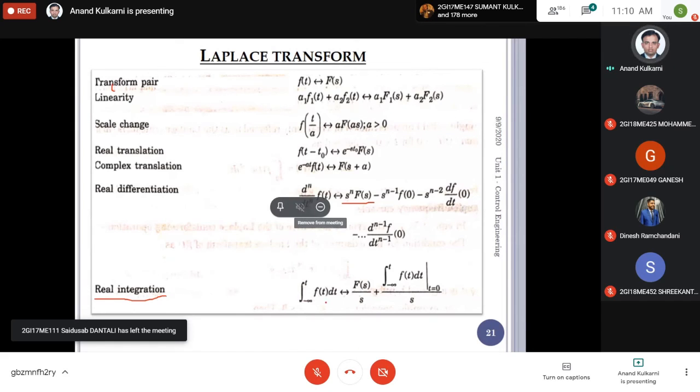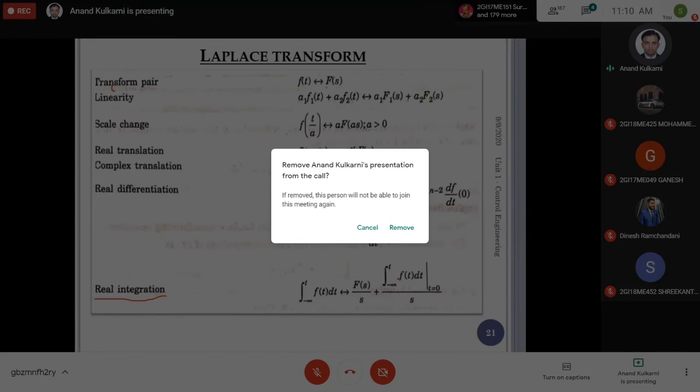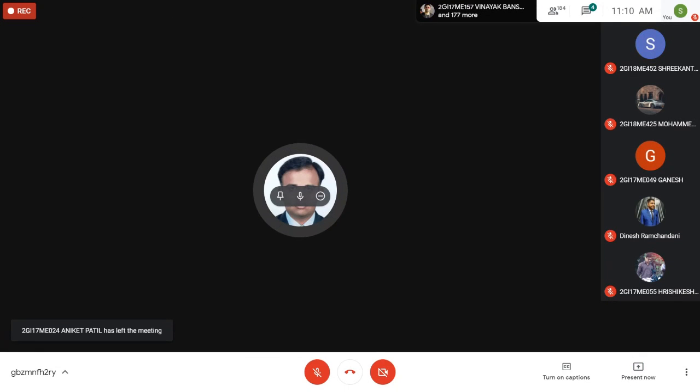So here, if you see minus infinity to t integration of f of t becomes f of s divided by s plus initial conditions. The initial conditions are 0, so we need not bother. So it is very simple. If there is a differentiation, s to the power n goes on increasing depending on the order of the differentiation. That means if it is 1, s to the power 1, 2, 2, 3, 3, like that.